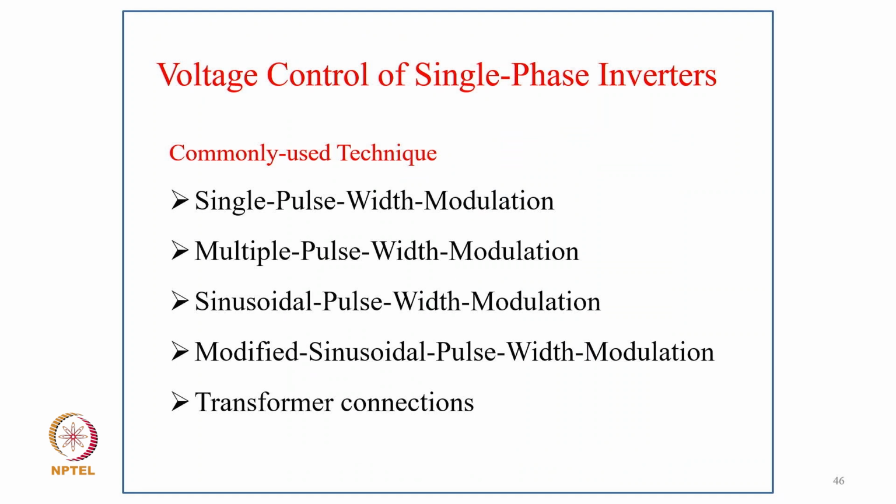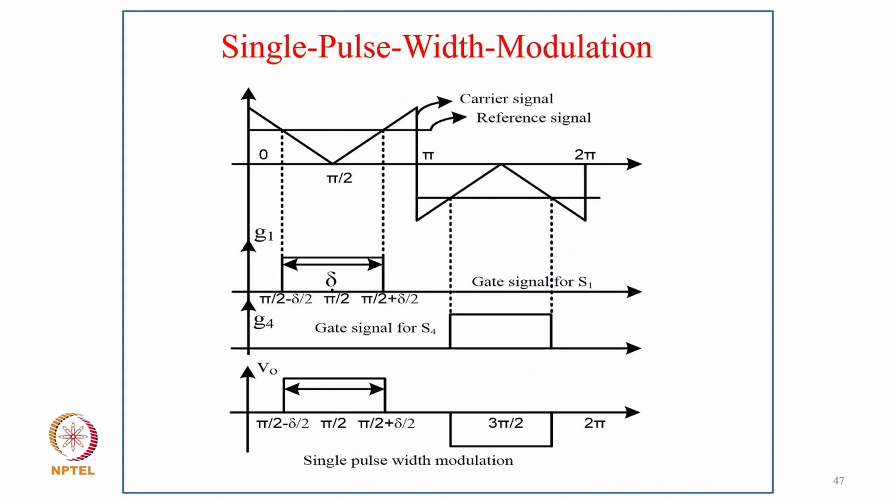Now, what are the typical techniques in case of voltage control for a single phase inverter? Commonly used techniques are single pulse width modulation, multiple pulse width modulation, sinusoidal pulse width modulation, modified sinusoidal pulse width modulation, and transformer connections. So these are the techniques which are commonly used for control.